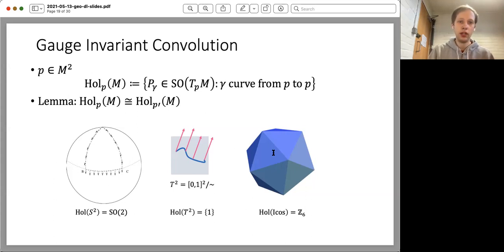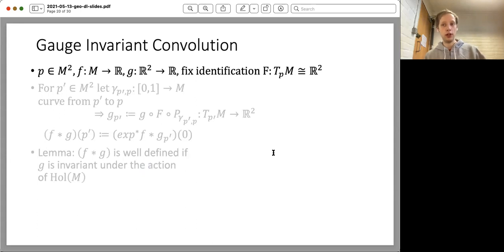Okay, that's just holonomy groups. But now that we have this, we can make the first little definition. We can define gauge invariant convolution. And that's defined as follows. Fix some point P in your manifold, and then we want to define a convolution between F, which is a map from M to R, and G, which is a map on R2. And to do that, you fix some identification of TPM with R2.